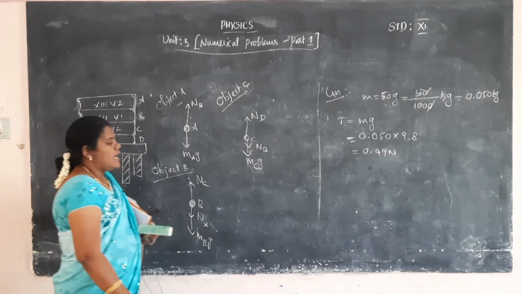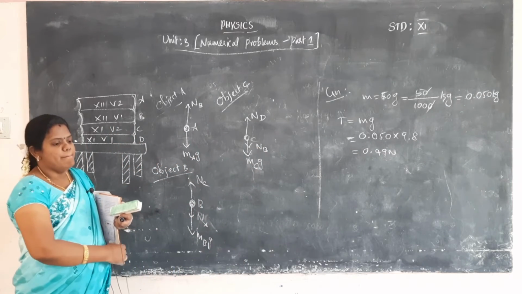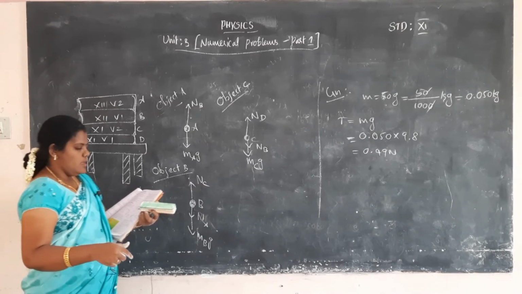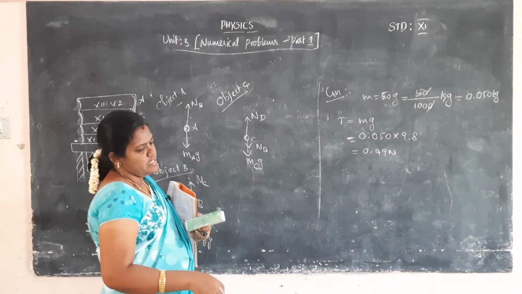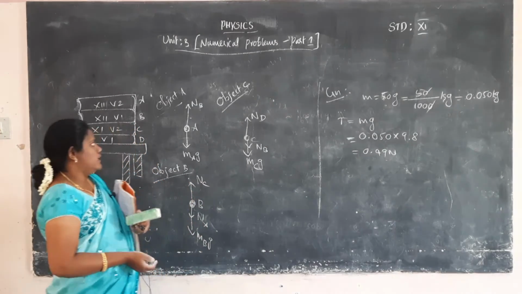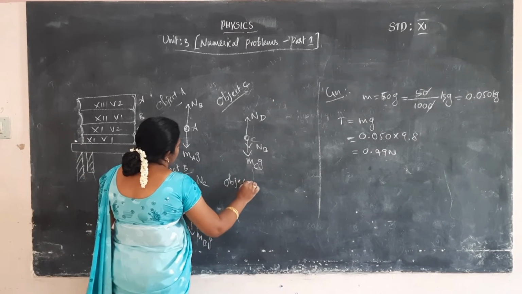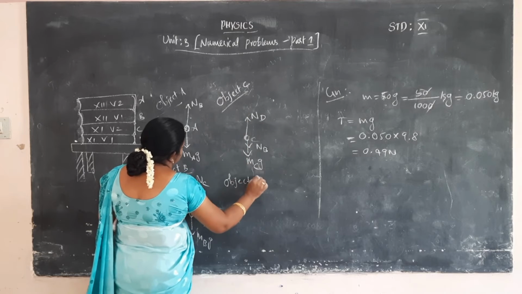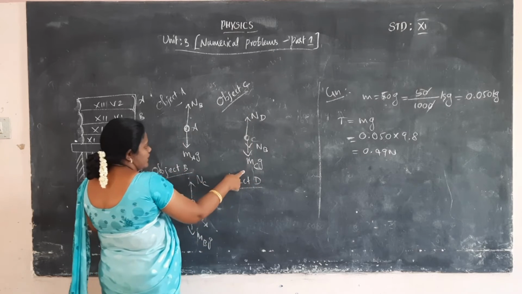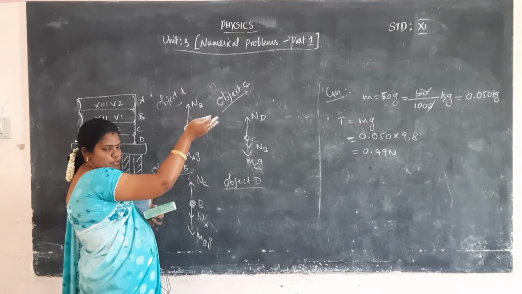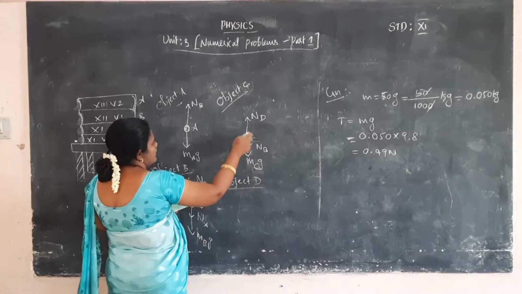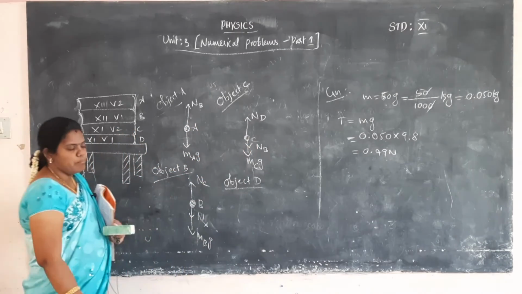Clear? MBG or anything, N and B. Then object D. So what forces will be acting on object C? Downward gravitational force, upward normal force by the object D, and downward normal force by the object B.